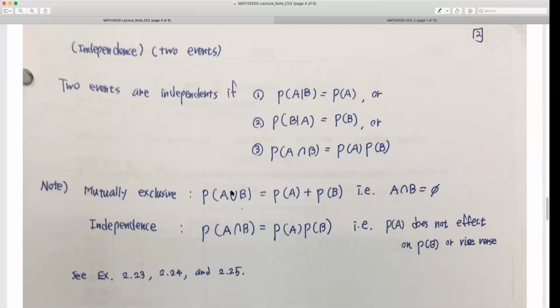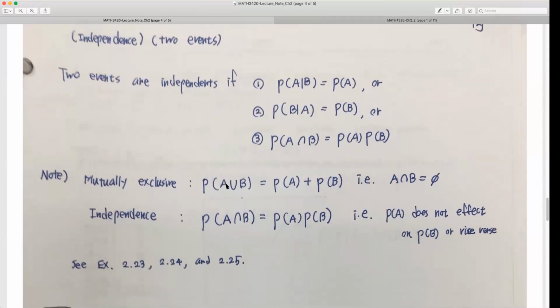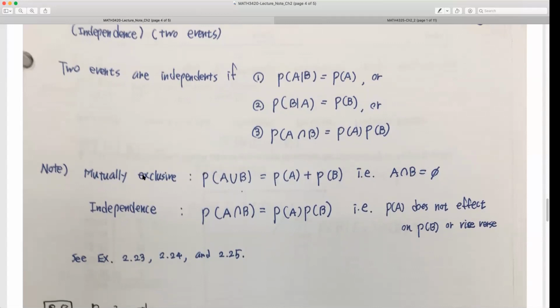In summary, please do not confuse independence with mutually exclusive. Mutually exclusive means that P of A union B can be expressed as P of A plus P of B. It means A intersection B has no common outcomes, so A intersection B is the empty set. Independence means P of A intersection B is equal to P of A times P of B. It means that A does not affect B, or vice versa. So mutually exclusive is regarding P of A union B, and independence is about P of A intersection B. Keep this in mind.